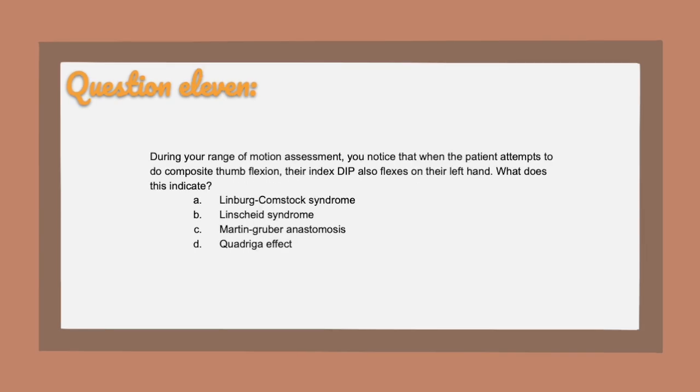Question 11. During your range of motion assessment, you notice that when a patient attempts to do composite thumb flexion, their index DIP also flexes on their left hand. What does this indicate? A, Lindburg-Comstock syndrome, B, Lynch-Scheid syndrome, C, Martin-Gruber anastomosis, D, quadriga effect.